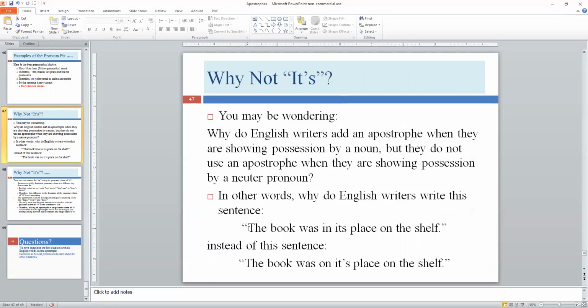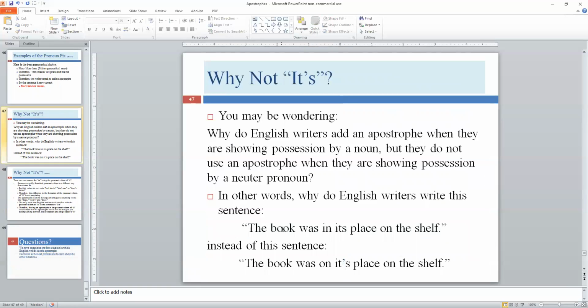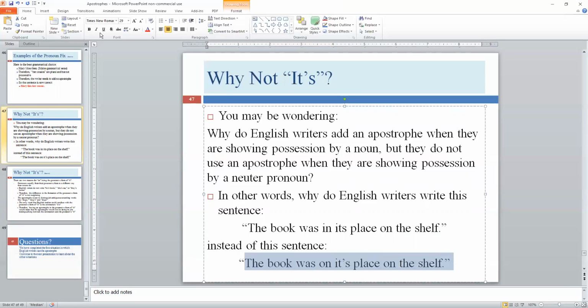So this is the way we write the sentence. Its, meaning the place of it. The book was in the place of it on the shelf. If we put the apostrophe, even though we use the apostrophe to communicate the genitive case with nouns, we don't use it with pronouns. So this one is correct. This one, not correct.